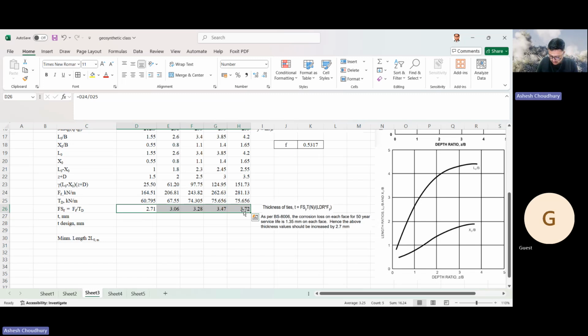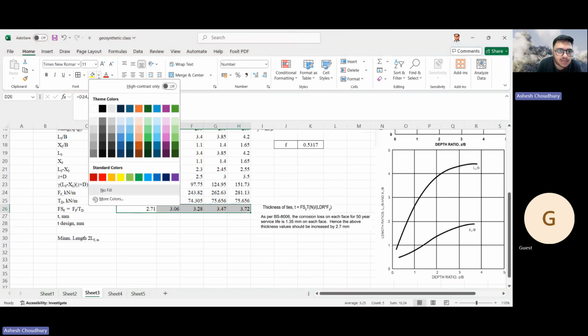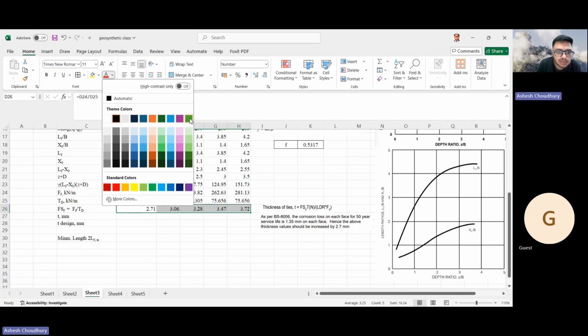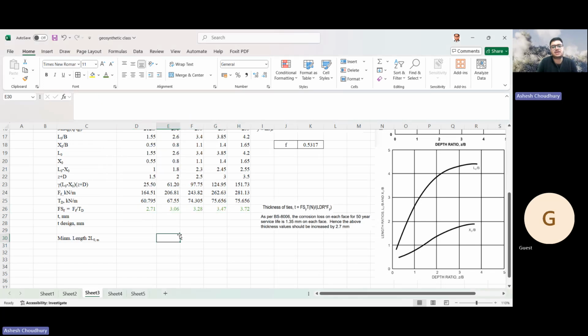Is there any mention of FSF? Yes, in the question it is given that the FSF is 2.5. So since FSF is 2.5, we need to ensure that all the FSF are 2.5. Here you can see that all the FSF are 2.5, so these are fine. All are good values.